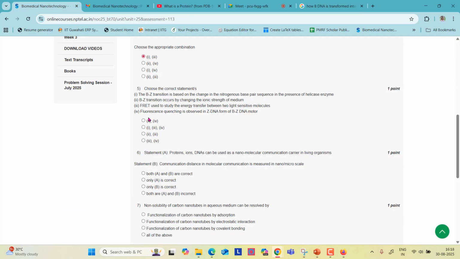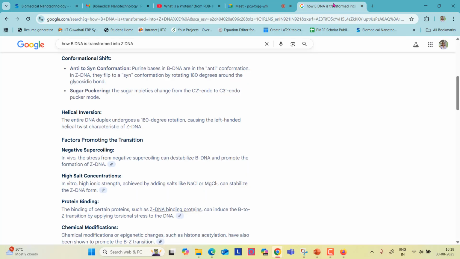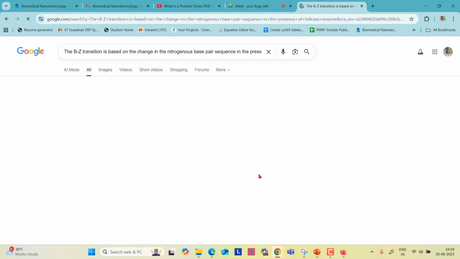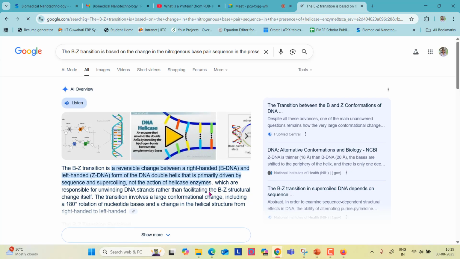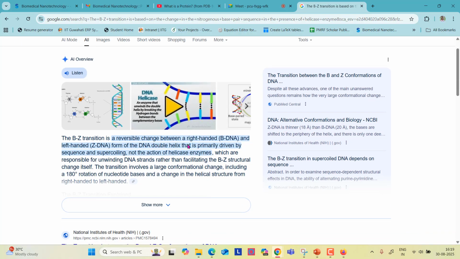Could you please copy paste the first statement and search on the net, ma'am? You will see that exact thing. Copy paste and just search in Google. Is it true or not? I just did it, ma'am, and I got a doubt. It says a reversible change between a right-handed and left-handed form of the DNA helix that is primarily driven by sequence and supercoiling, not the action of the helicase enzyme. That is the reason I had doubt.